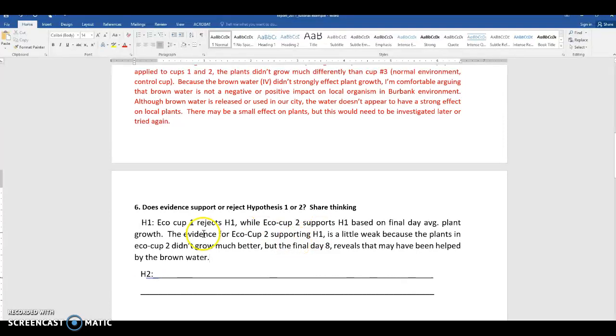So there you go. We say that EcoCup 1 goes against our hypothesis 1, and EcoCup 2 supports what we expected with our hypothesis 1. We add a little more detail after that also. We said that the evidence we got from EcoCup 2 does support hypothesis 1, but it's a little weak because mostly over the first 7 days it didn't grow much better. But the final day 8 reveals that the plants may have been helped by the brown water.